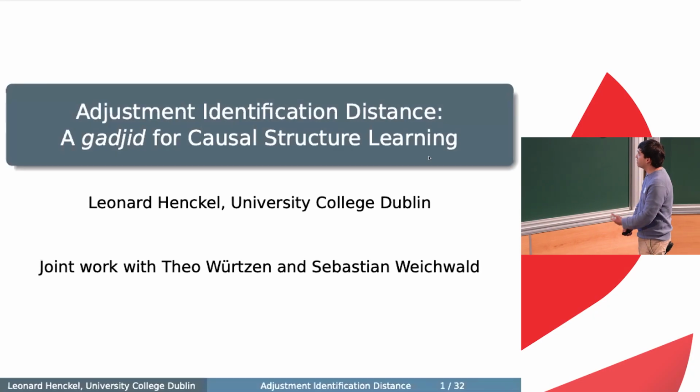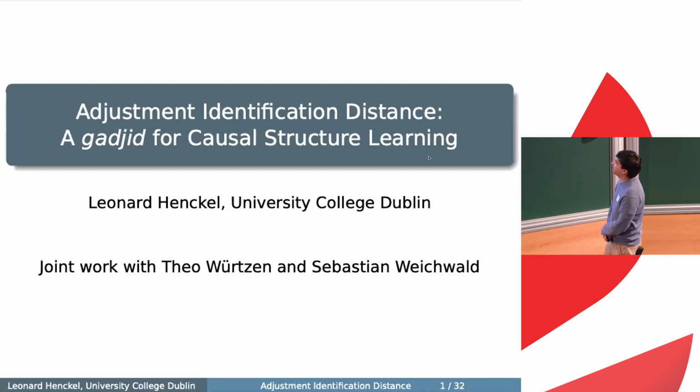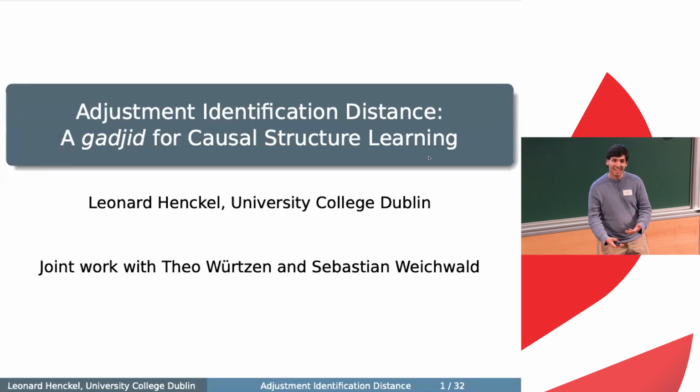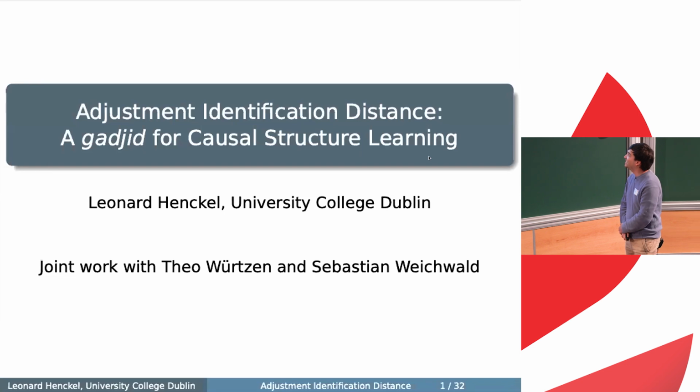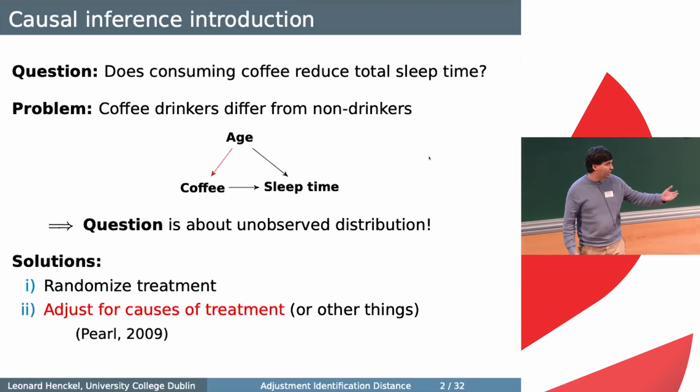The project I'm going to talk about is called Adjustment Identification Distance, with the second title, A Gadget for Causal Structure Learning, where gadget is my co-author's idea. As a machine learning professor, he likes funny names. I like to avoid them, but now I'm working with him. That's Sebastian Weichwald.